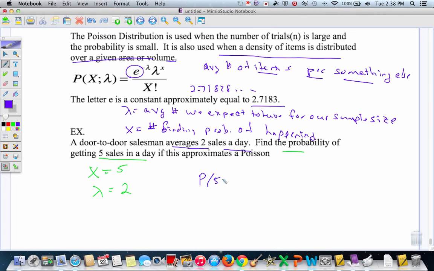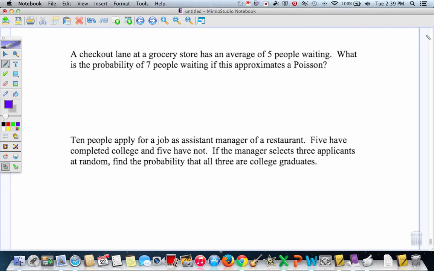From there, we'll set up our formula. The probability of 5 given lambda of 2 is e to the negative second power times 2 to the 5th power over 5 factorial. And if we type that into our calculator, we should get 0.036. So there's our second distribution called a Poisson.